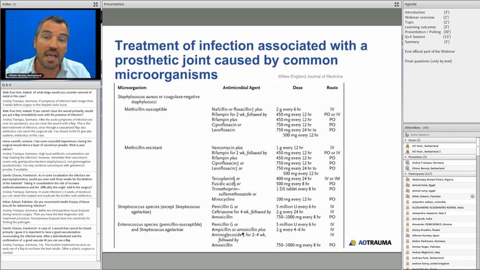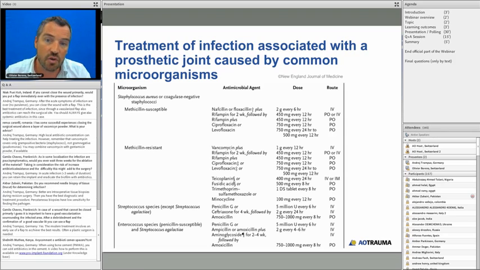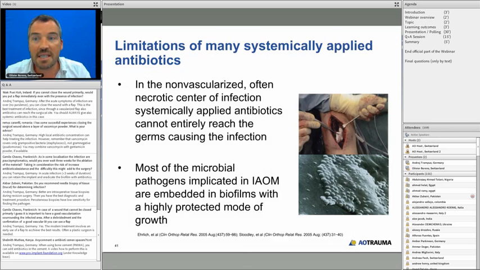Here you can see the different antibiotics on the market which are really proven to be very helpful in orthopedic infection, whether in trauma or in joint replacement. I'm sure you can read these antibiotics once this talk is over, because you can directly download the file of this presentation. But systemic antibiotics have a limitation.